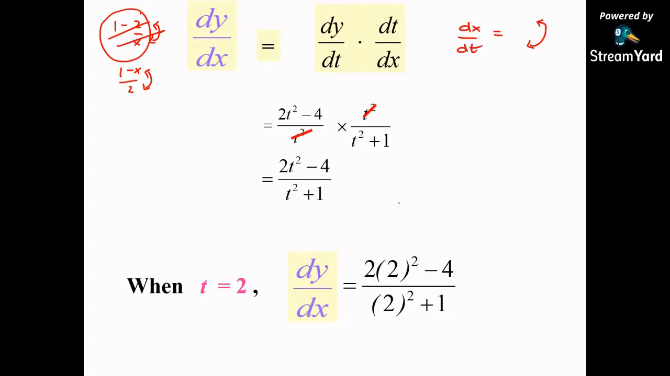So this is 8. So we got 8 minus 4 over here, we got 4 plus 1. So it will be 4 over 5 or 0.8. Biasanya kita tinggal dalam fraction je lah. 4 over 5.